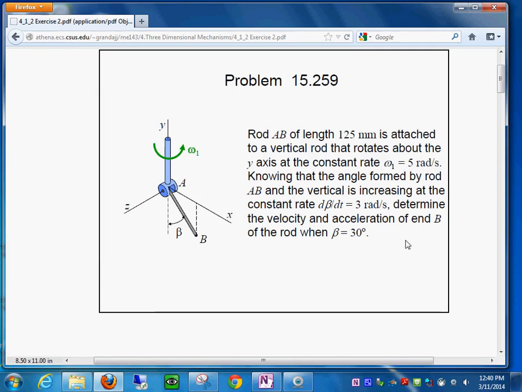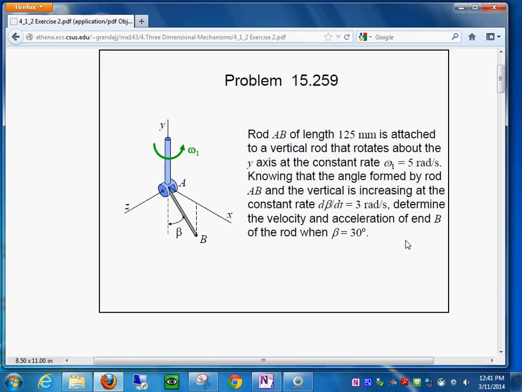We have a different problem now. This is also a three-dimensional problem. You have this rod AB, which has a length of 125 millimeters and is attached to a vertical rod that rotates about the y-axis at a constant rate of omega 1, 5 radians per second.